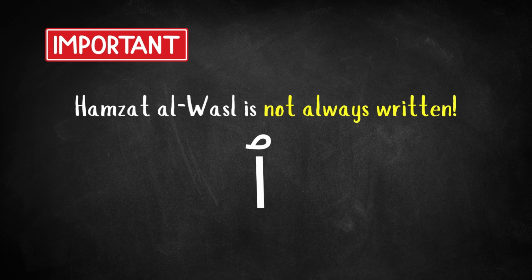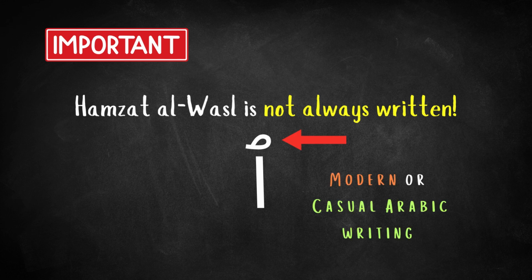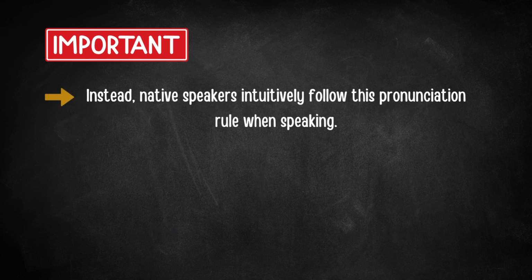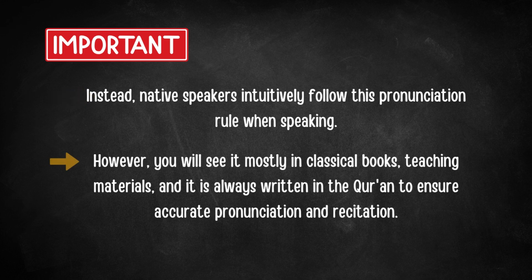You may not see the symbol of Hamzat al-Wasl in most modern or casual Arabic writing, as it's not commonly used. Instead, native speakers intuitively follow this pronunciation rule when speaking. However, you will see it mostly in classical books, teaching materials, and it's always written in the Quran to ensure accurate pronunciation and recitation.